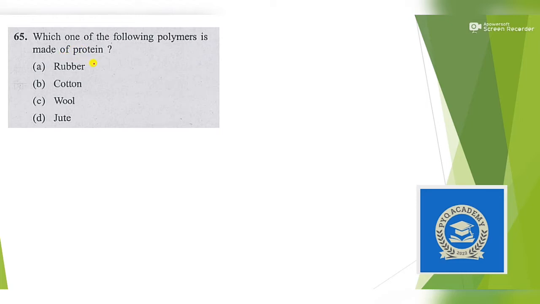Okay. Next question: which one of the following polymers is made of protein? So if you have to guess, you can mark the answer correct by just guessing. So rubber, cotton, jute, wool. So all these three are obtained from plant.